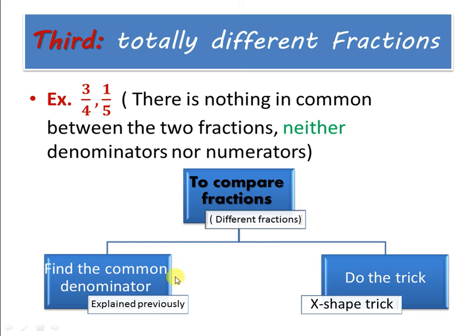You can solve it in 2 different ways. The first is to find the common denominator between both fractions. As we said before, a common denominator helps us to add, subtract, or even compare fractions easily. Or the other way is to do the X trick, which will make your life easier.